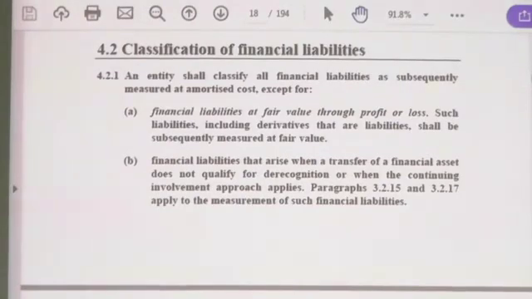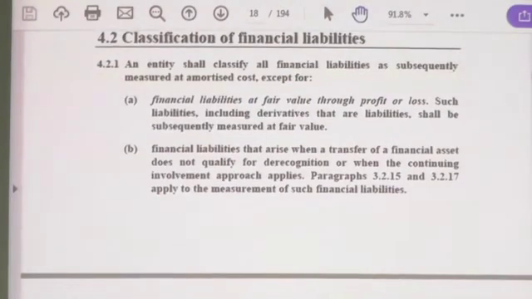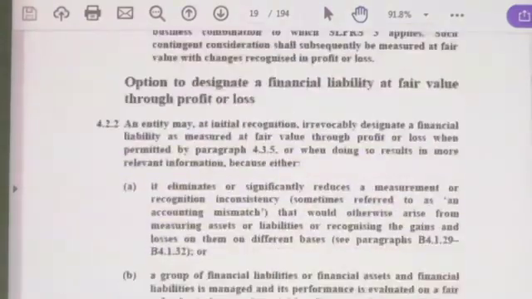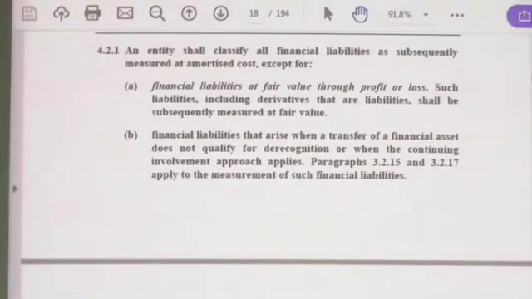Right? Very simple. As I explained in my presentation, an entity shall classify all financial liabilities at amortized cost, except when the financial liability is kept for trading purposes or when the entity decided to apply the fair value model. Here are those examples given. If this A, B, C, D is satisfied, it is a fair value through P&L financial asset. Otherwise, it is an amortized cost financial asset.